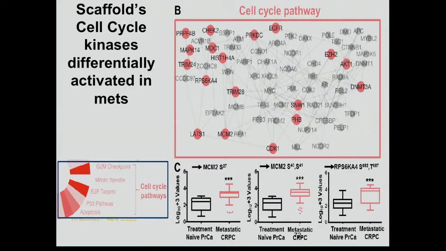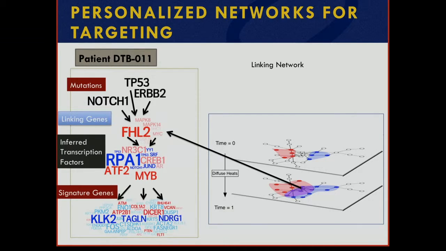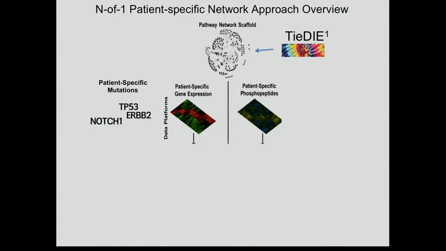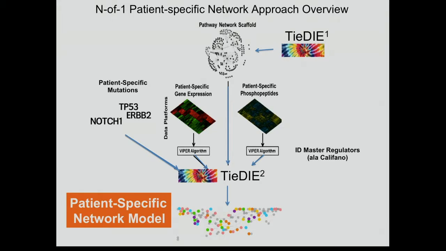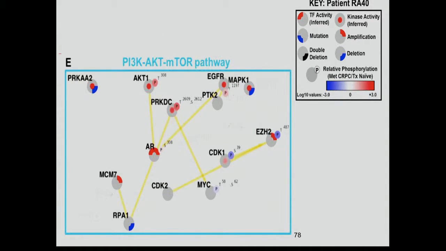Okay, so now that we have this scaffold network, this gives you an overview of some of the processes in here, and we've seen correlation in METs, where genes in these pathways are more active than in non-METs. That's some biological and functional follow-up. Finally, with a scaffold network, we can take an individual patient's mutations and data, take in the scaffold network, and run tie-dye again to get this patient-specific network. Again, you can look at the hallmarks of that patient-specific network. This is what it looks like, a pretty complicated overview for one particular patient, patient 40.